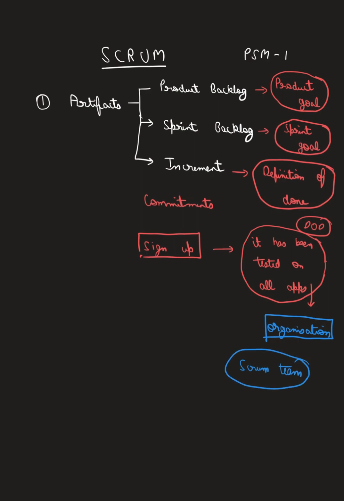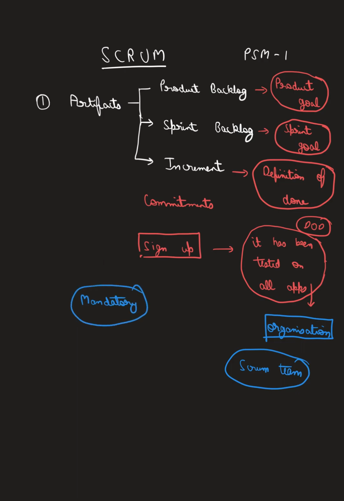Definition of done is usually defined by the organization. If it is not defined by the organization, then your Scrum team defines it. Okay, and coming back to artifacts, my friends, these are mandatory. That means you cannot pick or choose as per your convenience.